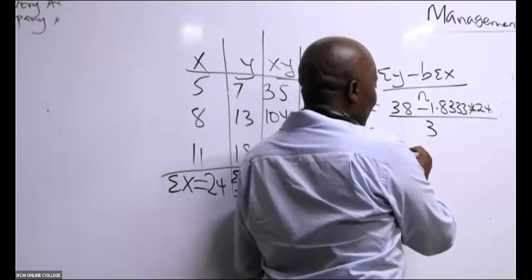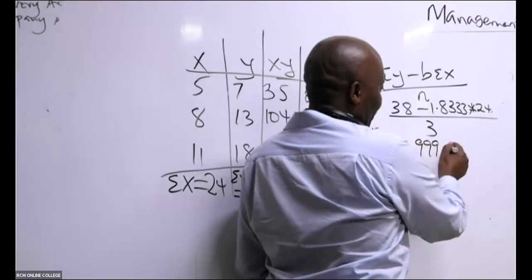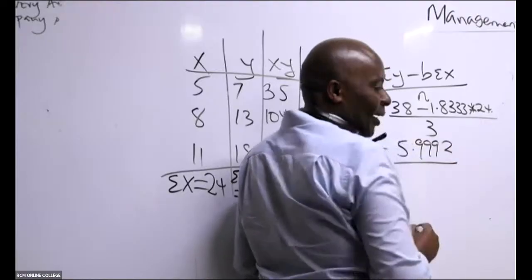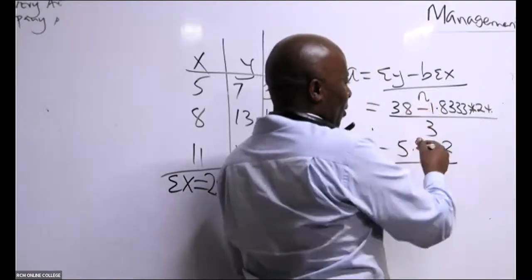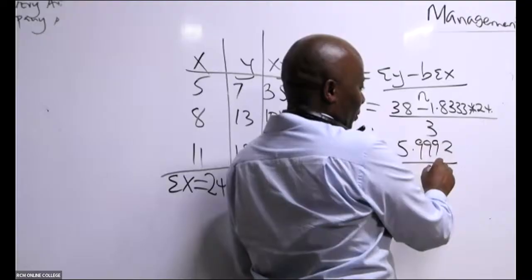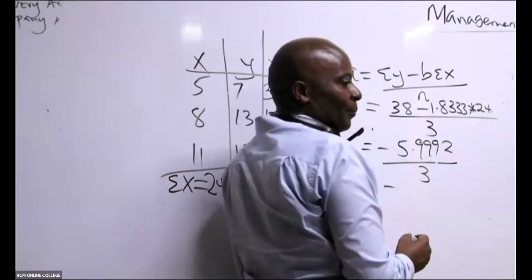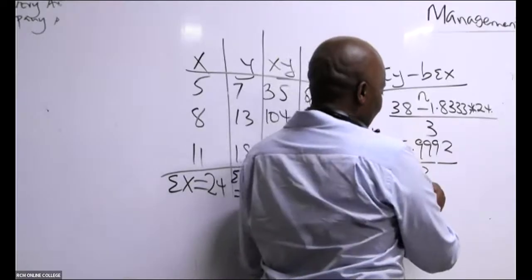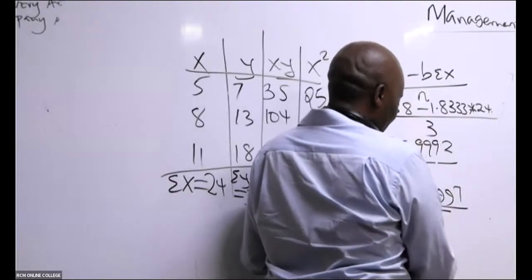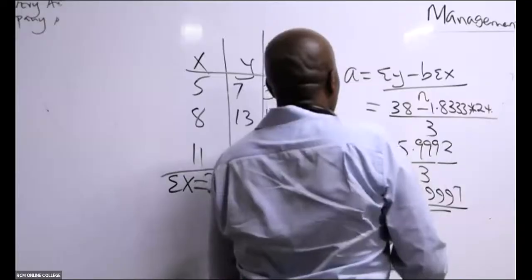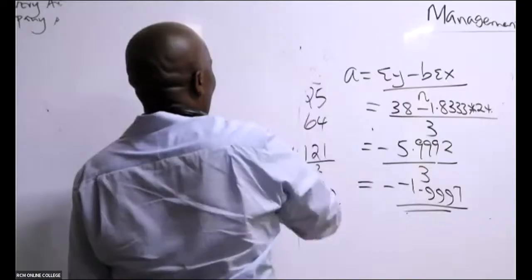Negative 5.9999, and then 2 over 3. So then the final answer for A will be equal to who? Negative 1.9997. Thank you so much. So then that is it. Once you write it like that, you've been able to get the values of A and B.